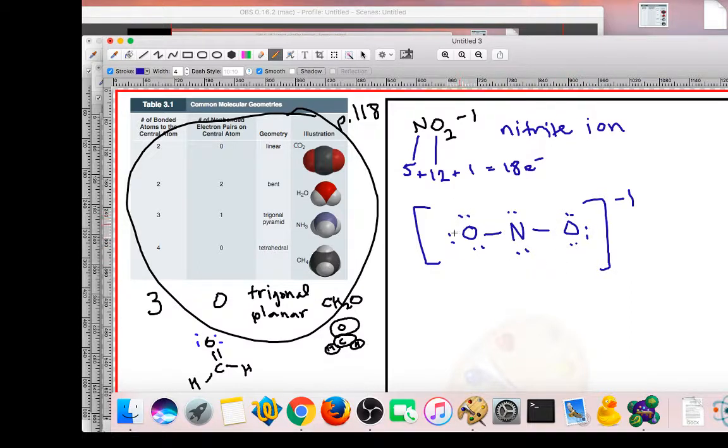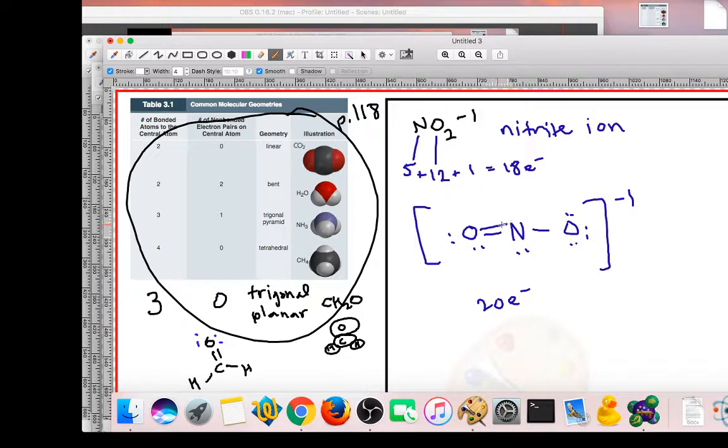Let's count them. 2, 4, 6, 8, 10, 12, 14, 16, 18, 20. I have 20 electrons here. Is that a correct structure? No. It's supposed to have 18. So I'll make a little double bond, and of course, when you make a double bond, you have to erase some lone pairs because they're being shared.